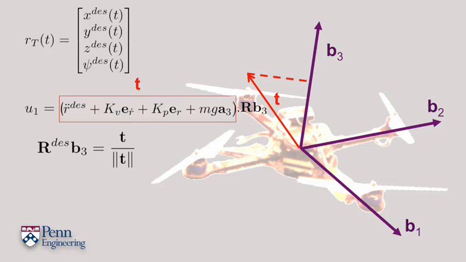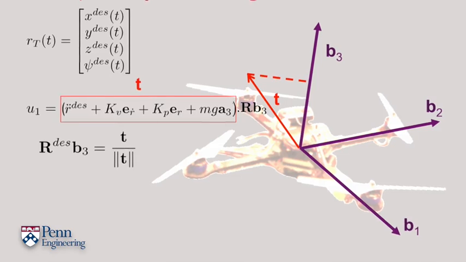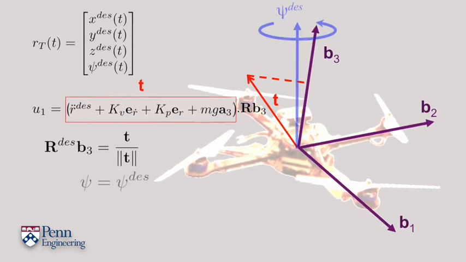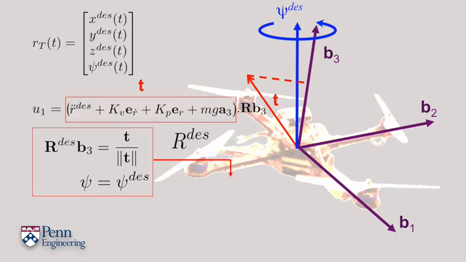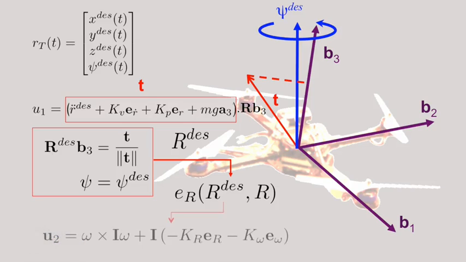The desired rotation matrix should be such that the B3 vector should point in the t direction. We also know what the desired yaw angle needs to be. Armed with these two pieces of information, it's possible to solve for the desired rotation matrix. Using this information, we can now compute the error in rotation by comparing the actual rotation r and the desired rotation r desired. We next follow the moral equivalent of a proportional plus derivative control law.